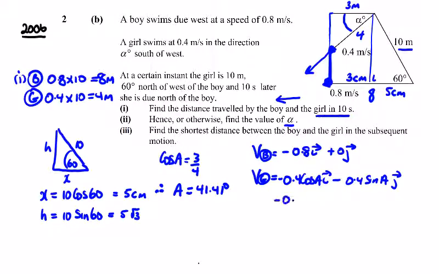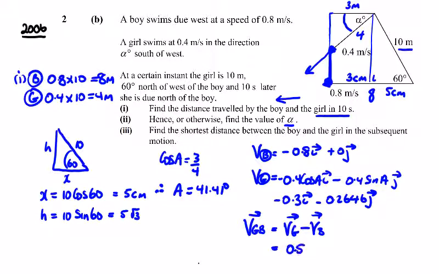That's going to give minus 0.3 in the I direction. Minus 0.2646 in the J direction. So the velocity of the girl relative to the buoy is going to be the velocity of the girl minus the velocity of the buoy. Do it the other way around. So 0.3 minus 0.8 is going to give positive 0.5, and then minus 0.2646, and then there's a 0, so just minus 0.2646 in the J direction.